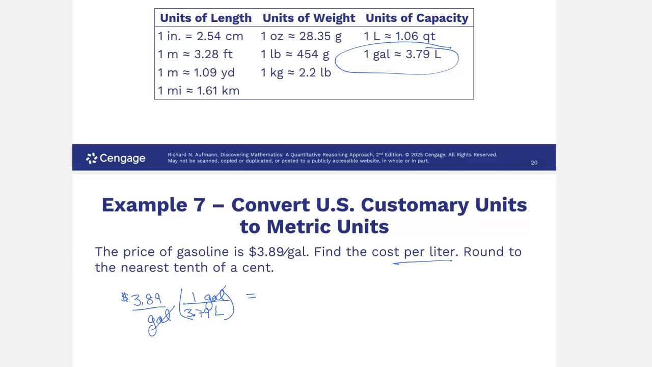So my gallons are going to cancel, and then we're just going to multiply straight across. So I've got 3.89 times 1, which is 3.89, and I've got 3.79 in the bottom, and that bottom unit's going to be liters, and then we're going to divide that. So 3.89 divided by 3.79, and if I'm talking about money, I round to 2 decimal places. So I got 1.02, and that would be the cost per liter for gas.